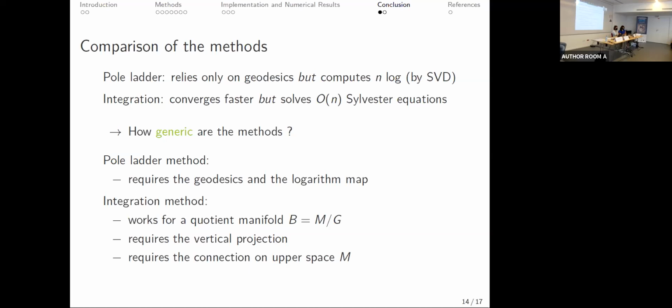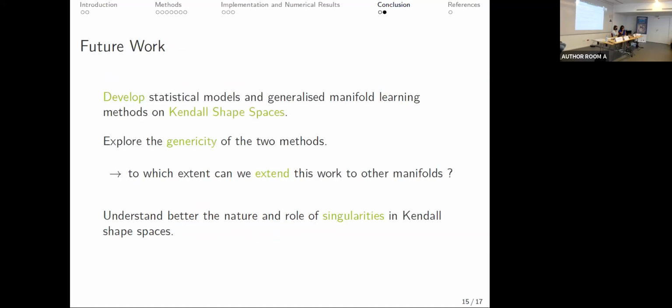So that would be one of the directions we would like to go in for extending this work. That is, explore the genericity of the first method, the integration methods, and see how we can extend the work to other manifolds, and how the two methods could compare on other manifolds. Non-symmetric manifolds would be better, because we already know that for symmetric manifolds, pole ladder is already working well.